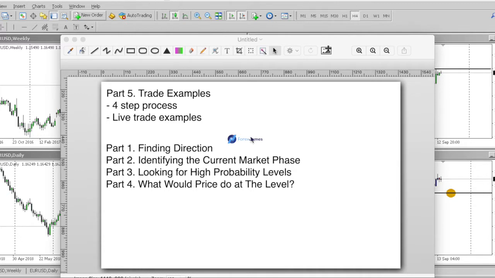In this video, I'll be showing you how I analyze the charts and make a live trade. It involves the 4-part process which I've explained in the previous videos. So let's jump into the charts.